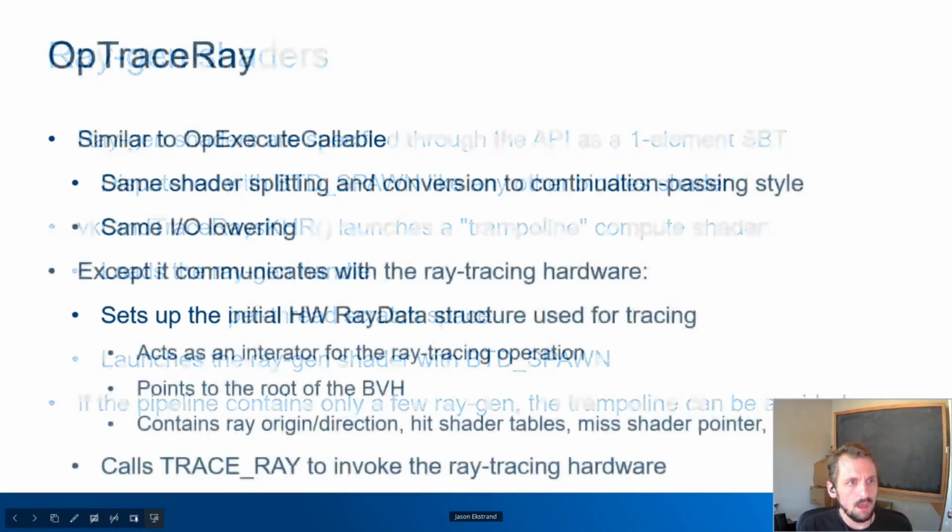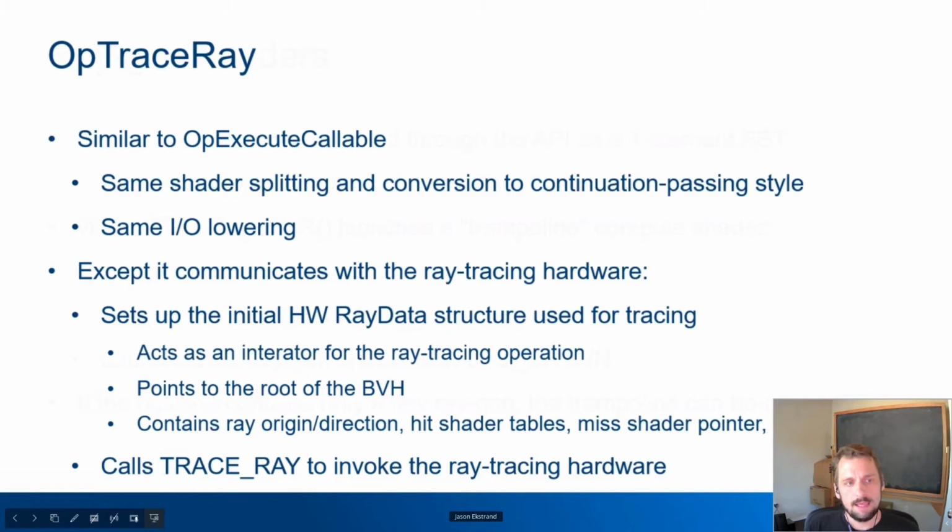So op traceray is similar to op execute callable. It has exactly the same shader splitting and conversion to continuation passing style that op execute callable does. It has exactly the same IO lowering, modulo the renaming of the storage classes. And it's really very similar. The biggest thing is that it doesn't just call a single shader. It actually interacts with the ray tracing hardware that we have.